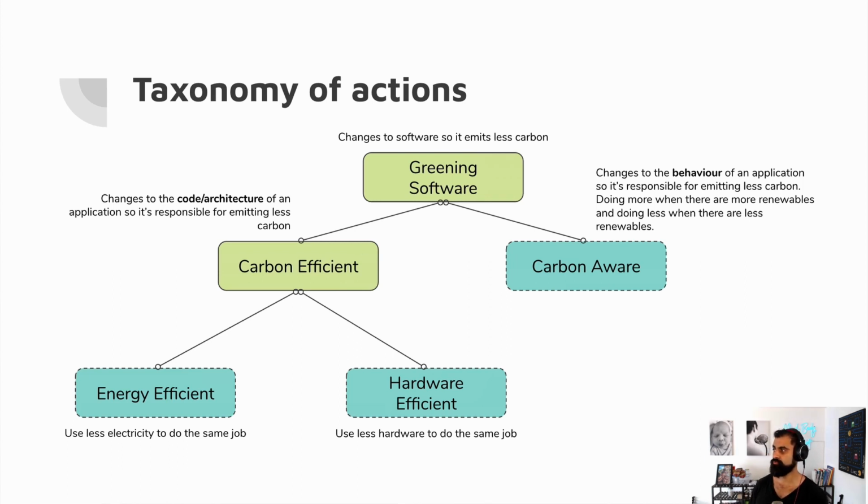So it uses some resource linked to carbon more efficiently. And there's 2 common methods of that. One is to make an application energy efficient. I'll go into energy efficiency in a second, why that's important, but essentially using less electricity to do the same job. And the other one is hardware efficient, which is essentially use less hardware to do the same job. I'll go into details about this in the next couple of slides.